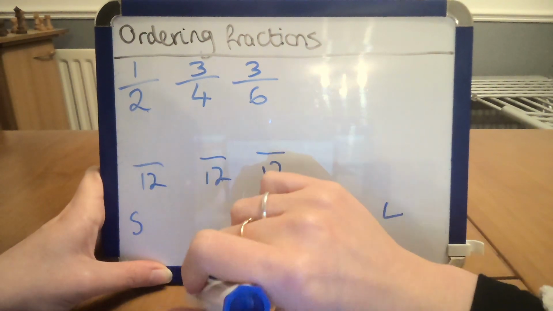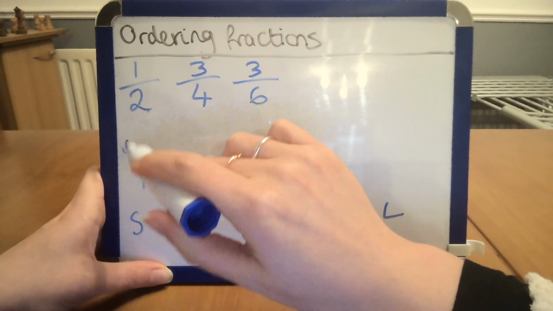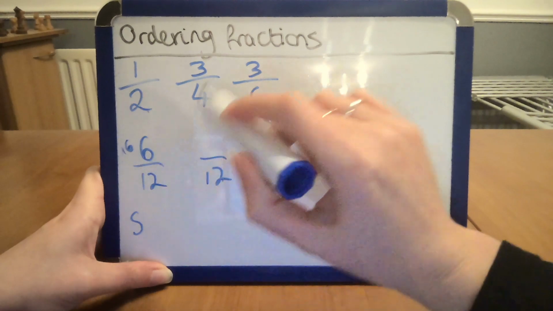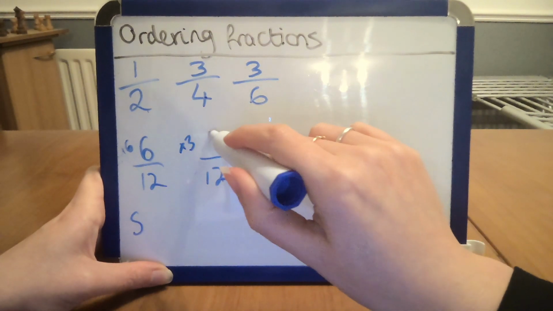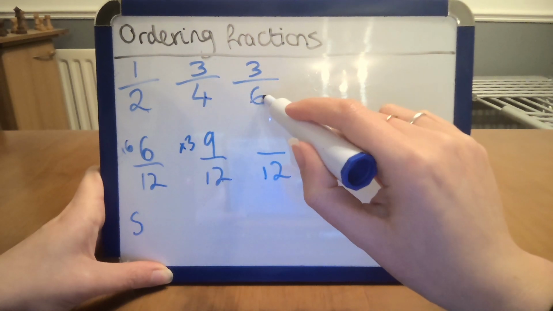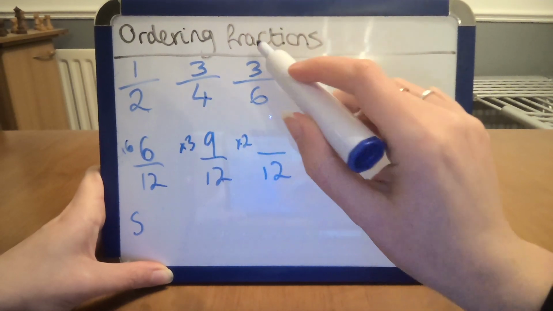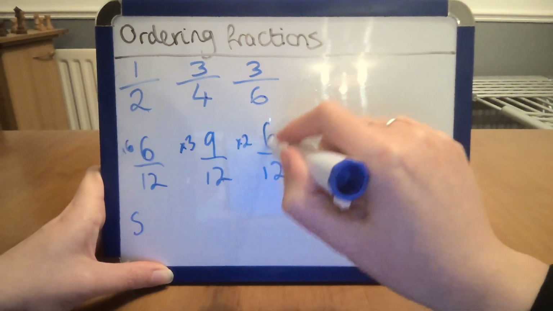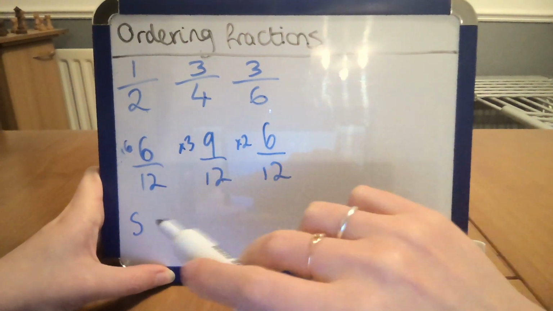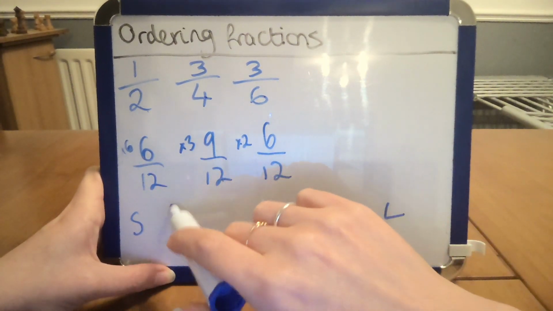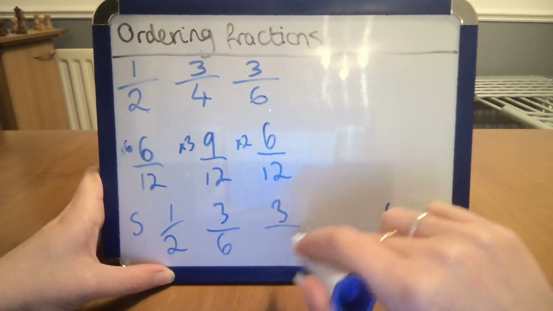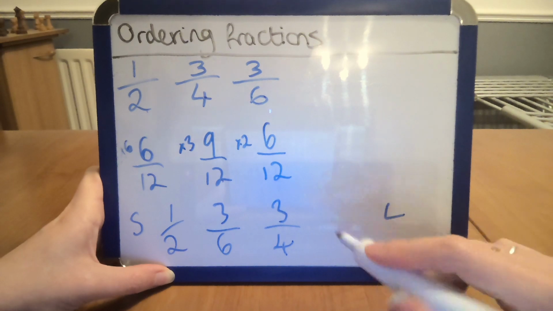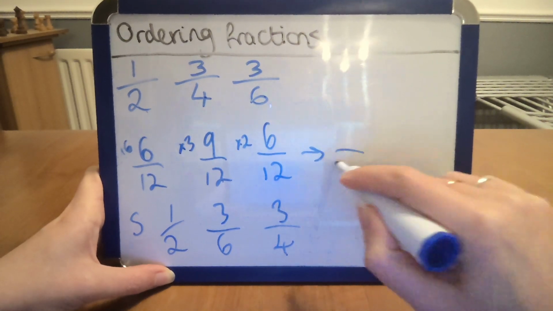What have I done to 2 to get to 12? I've multiplied by 6, so I will multiply the top by 6. What have I done to 4 to get to 12? I've multiplied by 3, so I'll multiply the top by 3. What have I done to 6 to get to 12? I've times it by 2, so I will do the same to the top. And we end up with 2 of the same fractions, and we put them in order again. They are in the same order that they were when we put them over 24 instead.